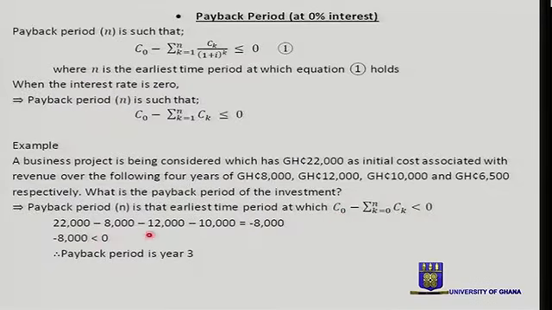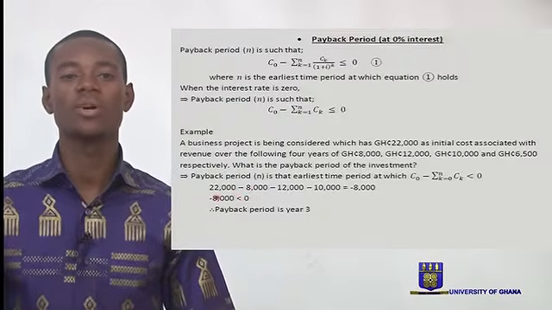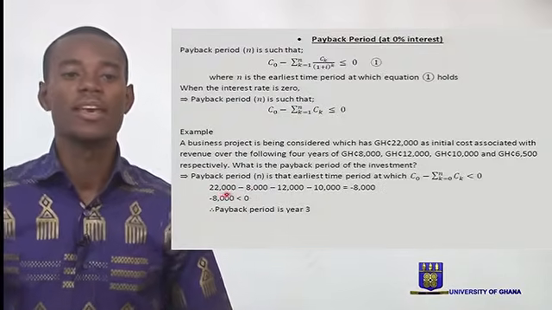So let's take the first instance. Supposing we want to do this on a step-by-step basis, the procedure would be, in the first instance, if I take my initial investment, which is 22,000, what comes in the first year is 8,000. I do this deduction. And obviously, if I take 8,000 from 22,000, I still wouldn't have recovered my entire investment. So it is obvious that we would not be able to get back the total 22,000 in the first year.